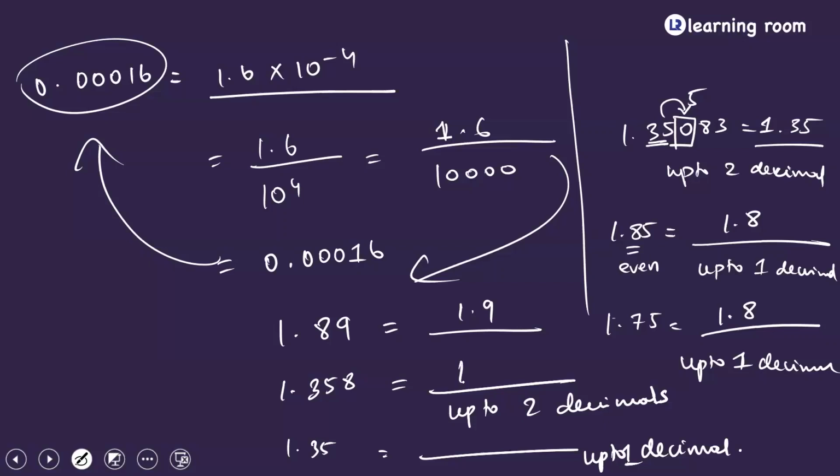So 1.358 will be 1.36 and 1.35 will be exactly. Clear? 1.35, equal to, up to 1 decimal. Yeah, up to 1 decimal I told. That's why it's 1.4. Done?